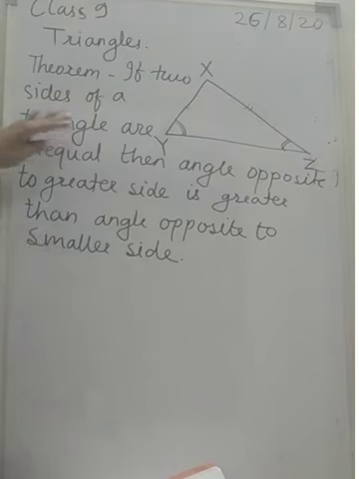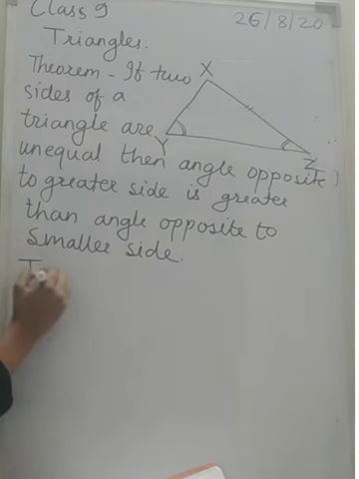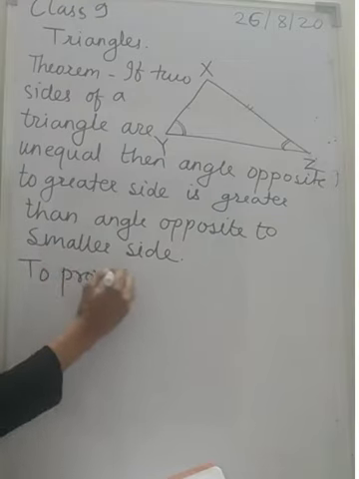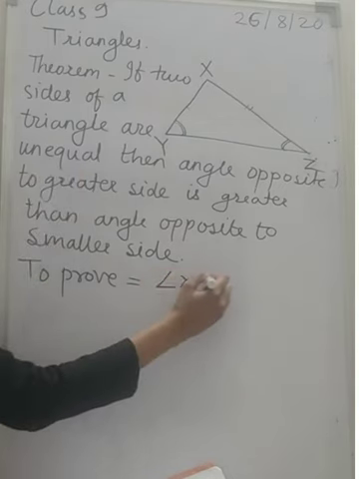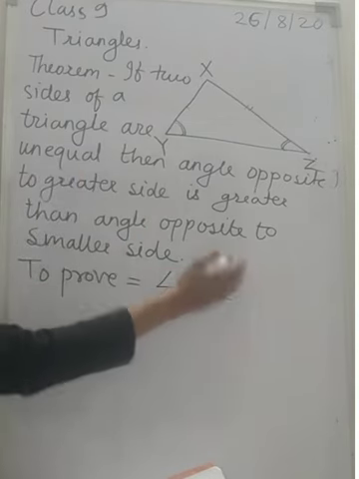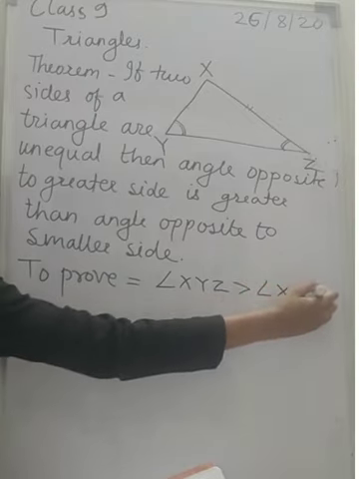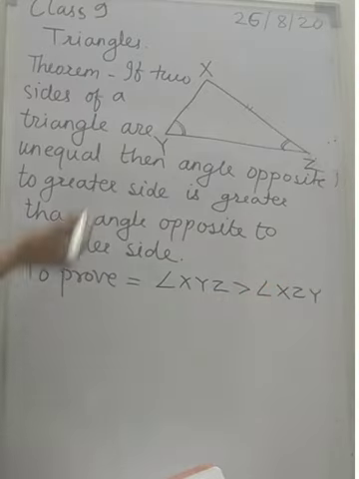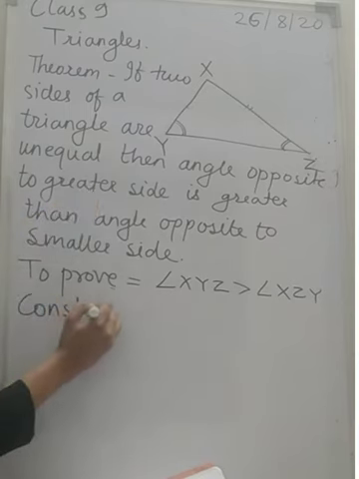If two sides of a triangle are unequal, then the angle opposite to the greater side is greater than the angle opposite to the smaller side. So to prove, you have to write from the diagram that angle XYZ is greater than angle XZY, right? But to prove this, we need to construct. So write down construction.